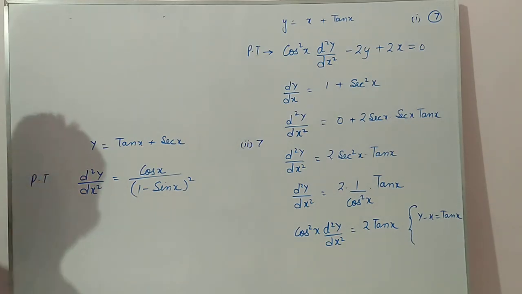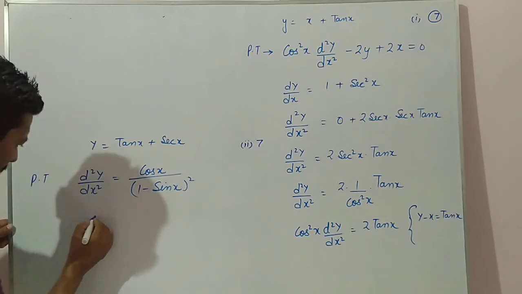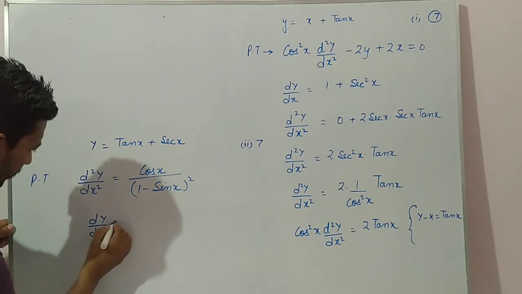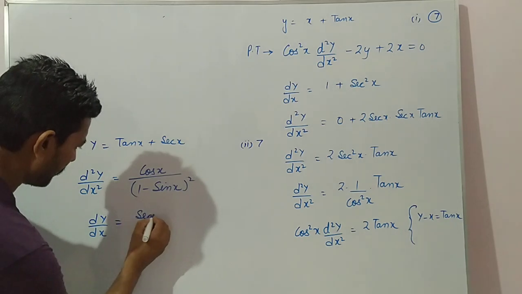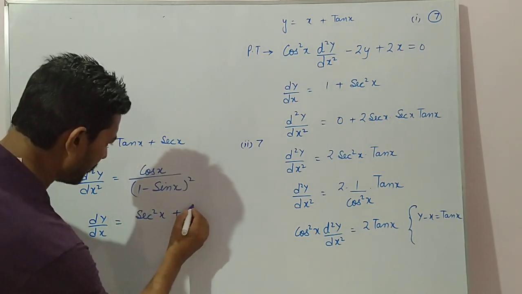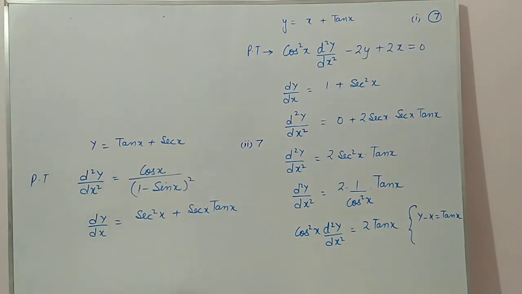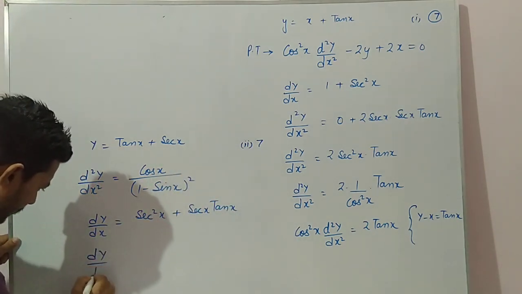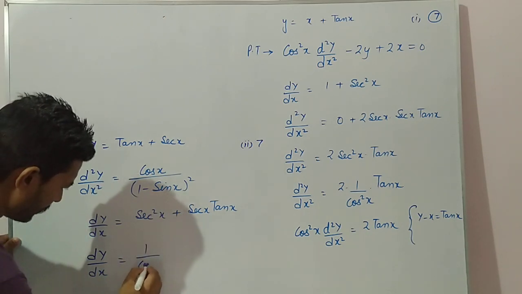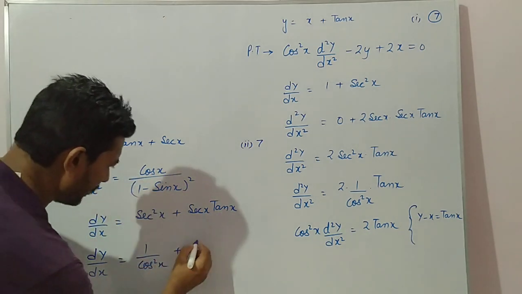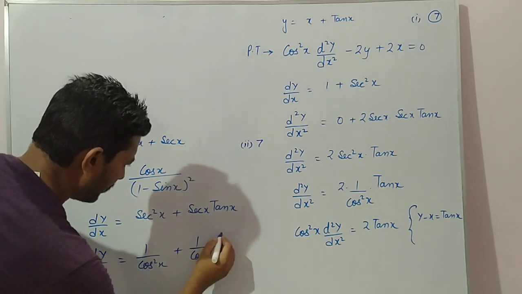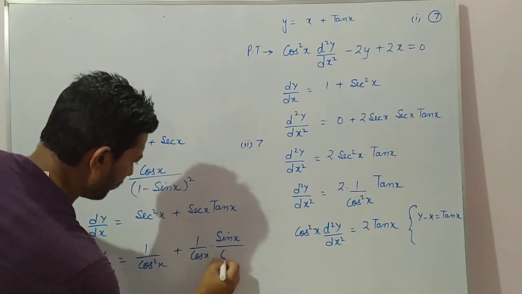Now for that, what you will do here? First differentiate dy by dx. So dy by dx, that is tan x differential is sec square x. Sec x differential is sec x tan x. Now you see, as our proof that is in cos and sin, it is better to convert this quantity into cos and sin. So dy by dx, you are getting 1 by cos square x plus this one is 1 by cos x sin x by cos x.